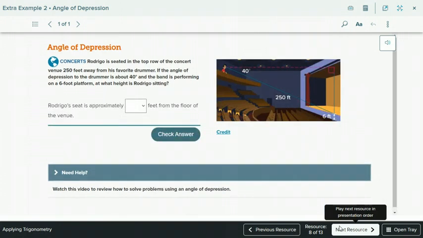Okay. So for this one, we're at a concert. Rodrigo is seated in the top row of the concert venue 250 feet away from his favorite drummer. If the angle of depression to the drummer is about 40 degrees and the band is performing on a 6-foot platform, at what height is Rodrigo sitting? So for this one, we are finding, to the nearest foot, how far away Rodrigo is seated from the floor of the venue.